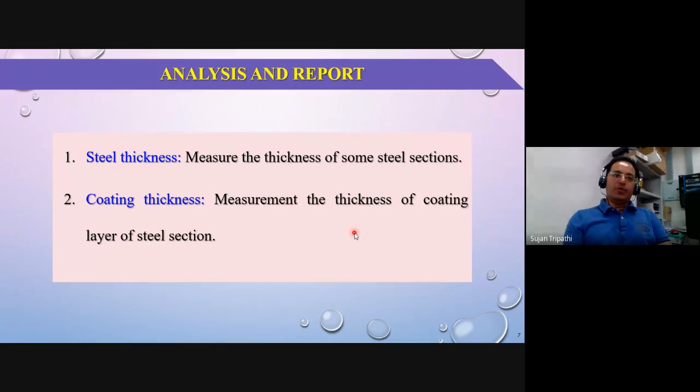Okay, in the reporting part, you have to include two things here: the steel thickness measurement and the coating thickness measurement. You have to include the basic theory, the process, the steps, and then the device and material that you used to proceed with this experiment. Now, I'm going to the next part of the experiment.